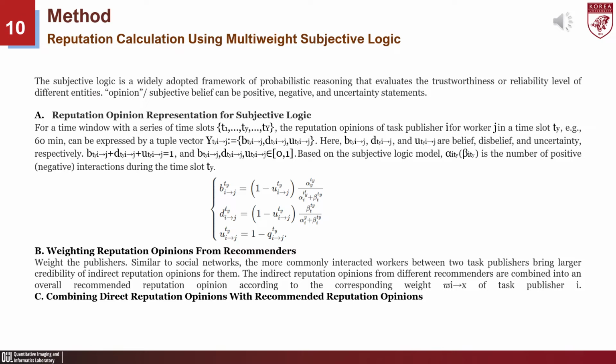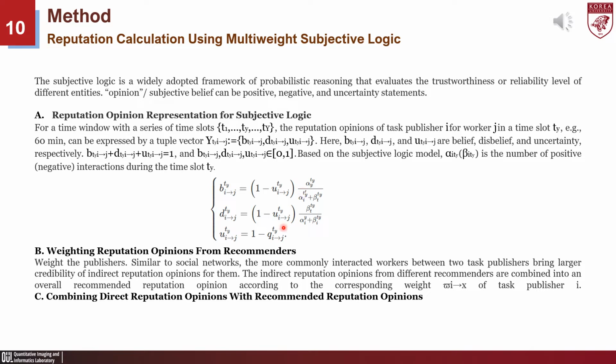We calculate reputation using the multi-weight subjective logic. Subjective logic is a widely adopted framework of probabilistic reasoning that evaluates the trustworthiness or reliability level of different entities. An opinion or subjective belief can be a positive, negative, or uncertain statement. In this work, it can be belief, disbelief, and uncertainty. We calculate the reputation opinion based on the subjective logic model.